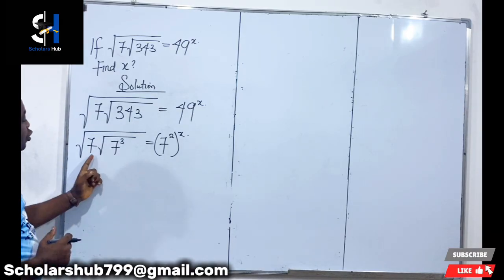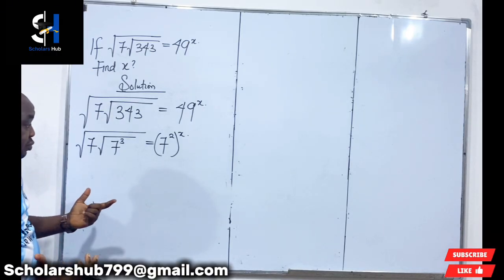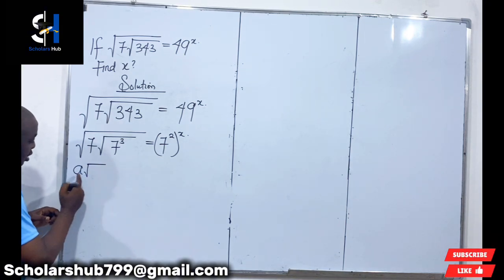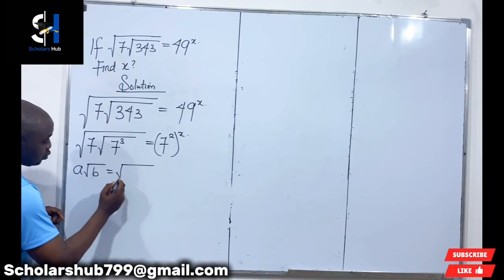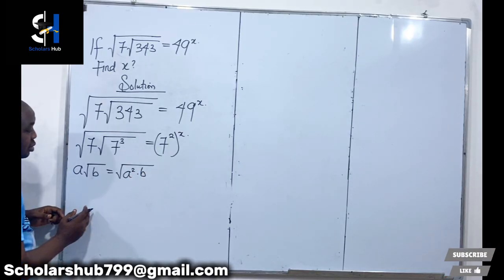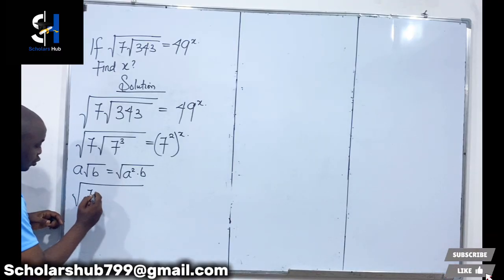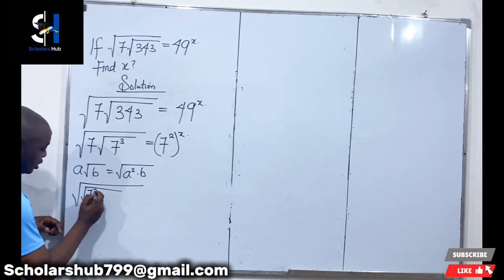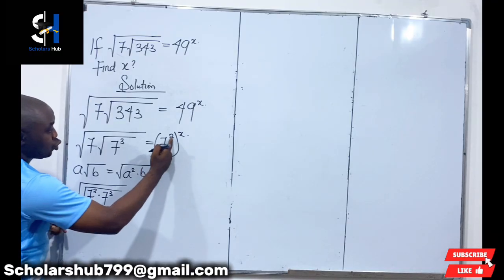All right. Then I'm going to write this as a simple surd. That's basic surd. We know that from the property a root b, we can write this to be equal to the square root of the product of a squared and b. So I'm going to apply that in this case, so that this will be the square root of 7 squared multiplied by 7 raised to the power of 3 equals 7 raised to the power of 2 times x.